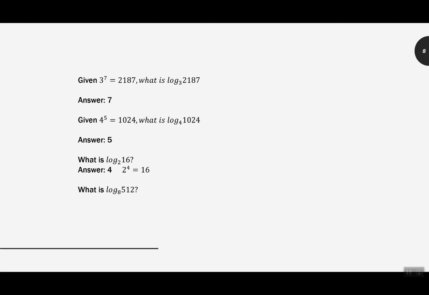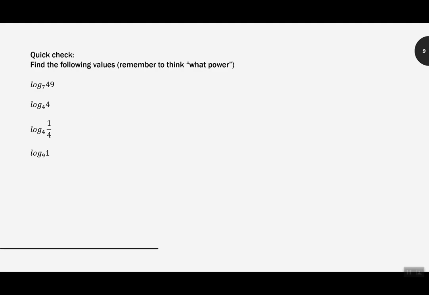Right. Here's another one. What's the log base 8 of 512? Right? So you're thinking of 8, you're putting 8 in your calculator, and you're going 8 to the first power is 1. 8 squared is 64, and you should get that 8 cubed is 512. So the log base 8 of 512 is 3.